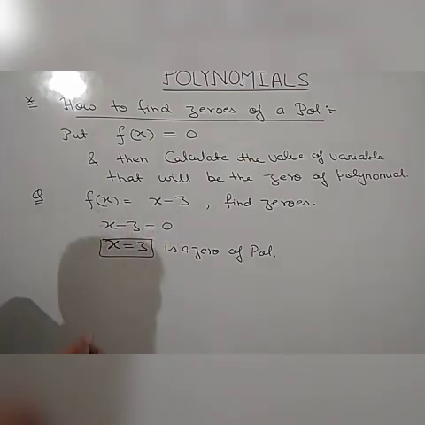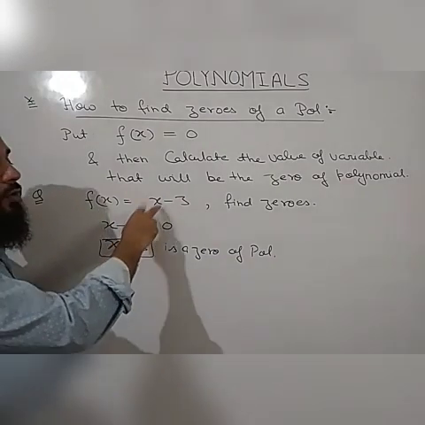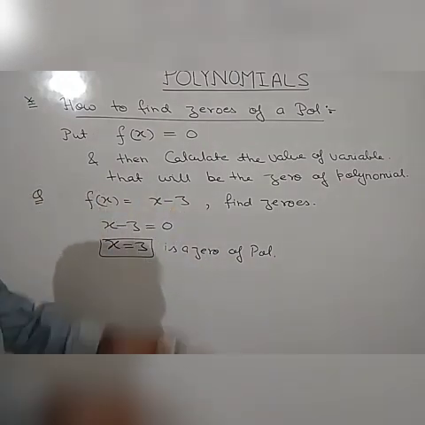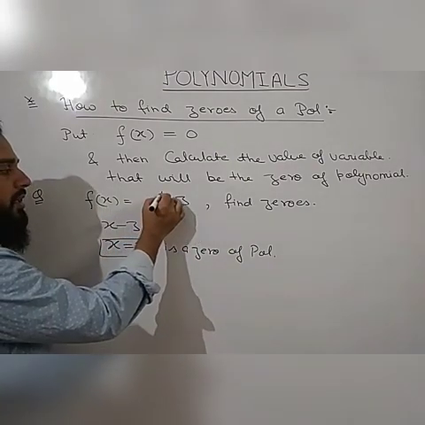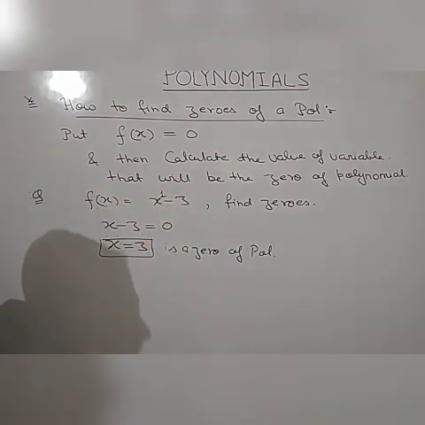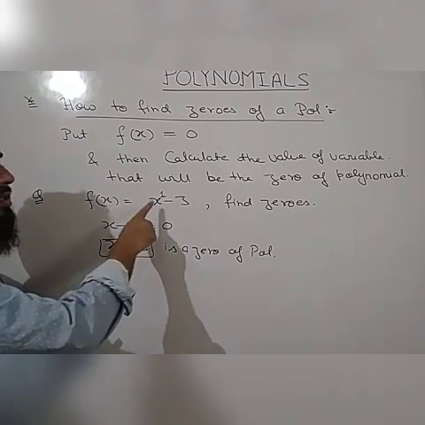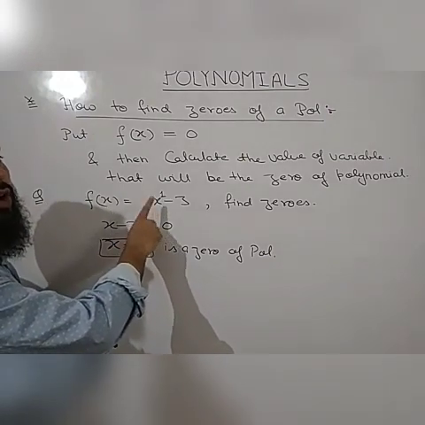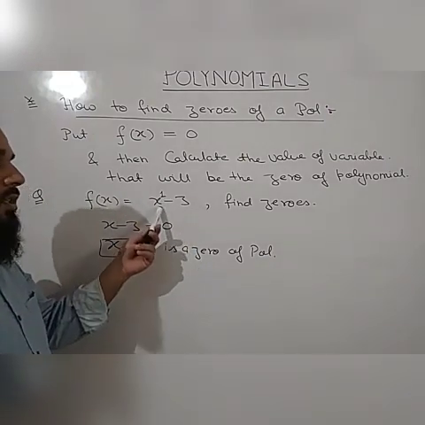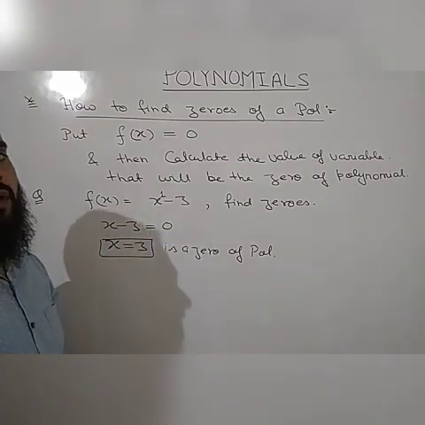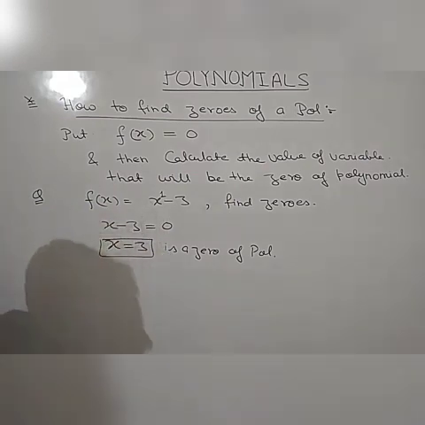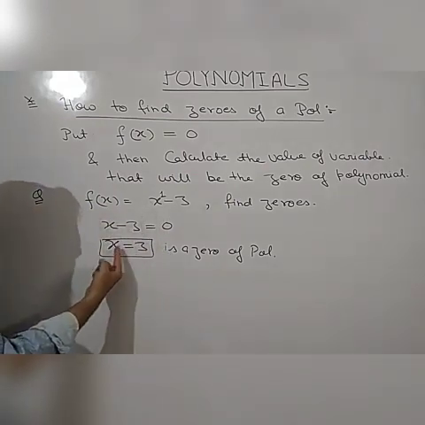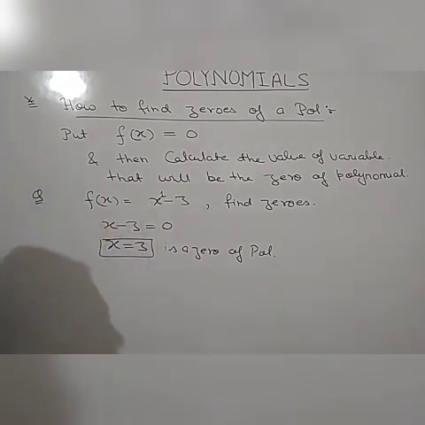And if it is asked how many zeros are possible for this polynomial, the degree of this polynomial is 1. It means it may have at most 1 zero, not more than 1. It may have 1 zero or 0 zeros, but the zeros can never be greater than 1 in this condition. So we are getting only one zero, that is x = 3.